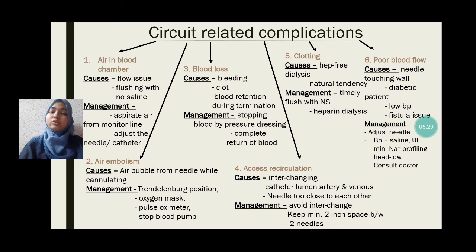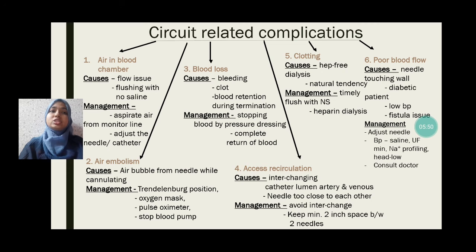And in case of fistula, we have to keep a minimum 2 inches gap between the two needles, and the needles should be in different directions. Understood? Next, moving on is clotting. It may be caused because of heparin free dialysis or natural tendency of the patient's body.